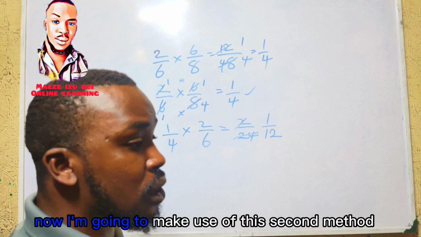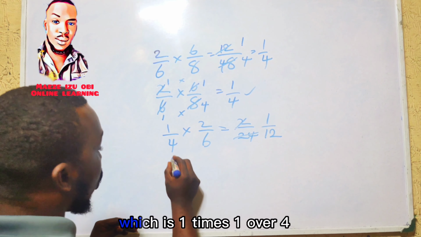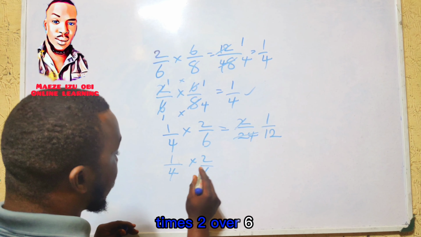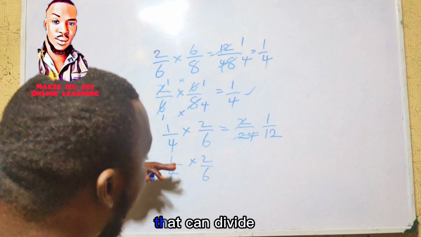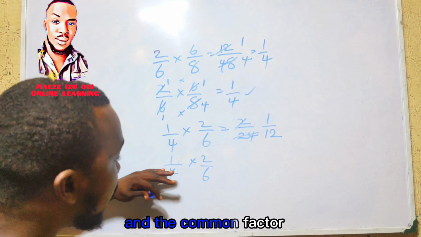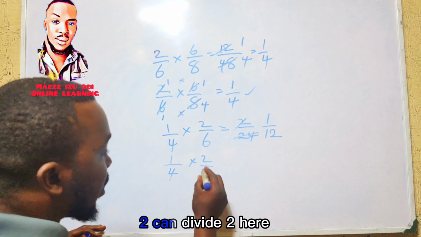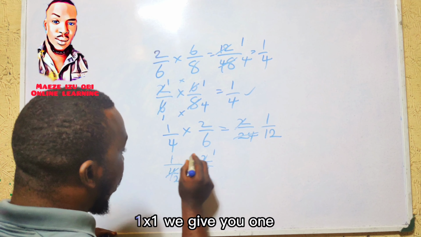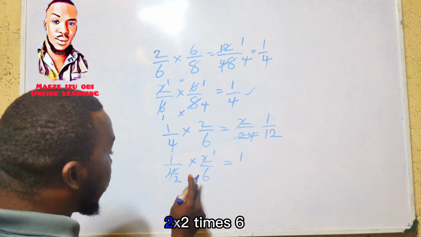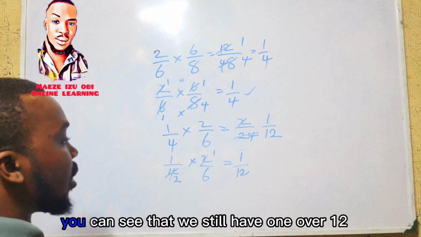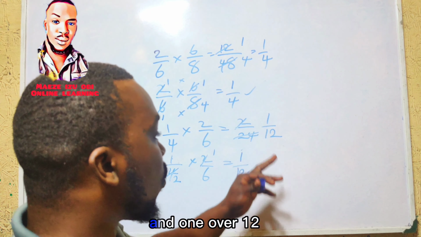Now, I'm going to make use of the second method, which is 1 over 4 times 2 over 6. I look for a common factor that can divide both numerators and both denominators. The common factor that can do such is 2. 2 divides 2 here, and it gives you 1. 2 divides 4 here, it gives you 2. 1 times 1 will give you 1. 2 times 6 will give you 12. Now, you can see that we still have 1 over 12 in both methods.